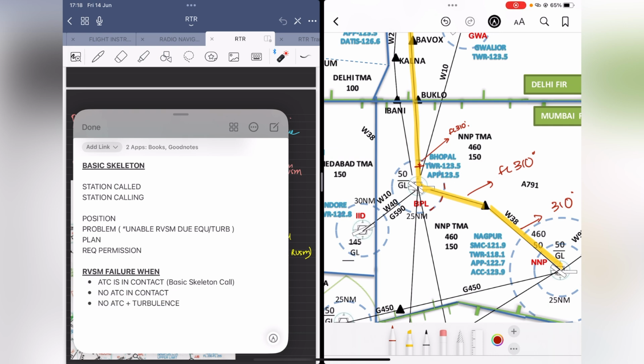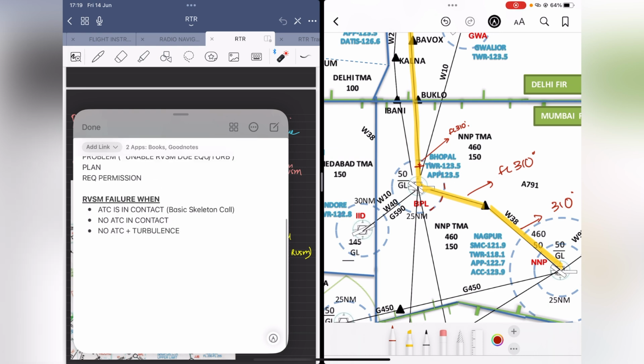The question says that we have had a mode C failure, right? So we are going to say we are unable RVSM due equipment. What is our plan? Our plan is requesting descent to flight level. What would it be? Will it be 270? Will it be 280? Remember, we are in eastbound traffic here. So you have to always keep this in mind, especially in RVSM calls. So the highest level we can afford or ask for, which is a non-RVSM level, is flight level 270. So what will the whole call sound like?